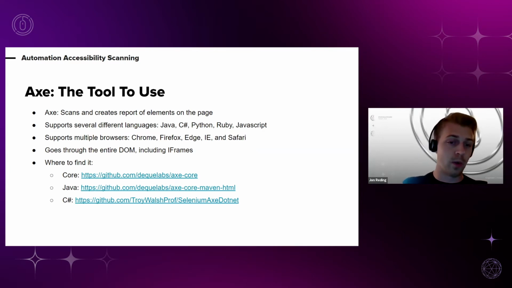Right down here, we go where to find it. We have core, which in this case, we aren't going to necessarily use, but core is the main branch that trails off to Java and C#. So the Java framework for Axe is using the core content.